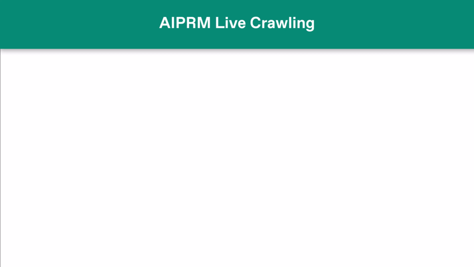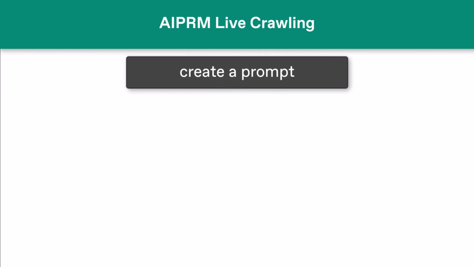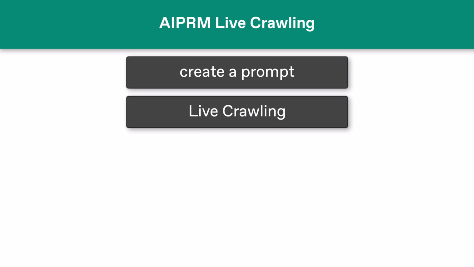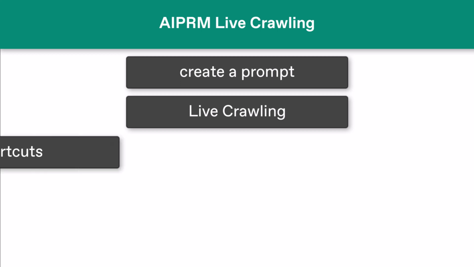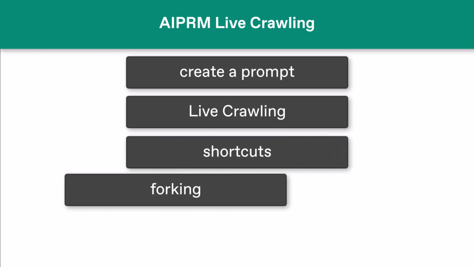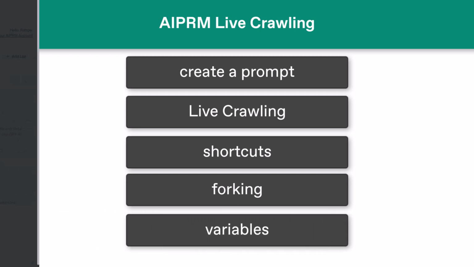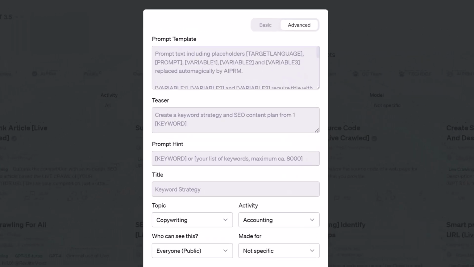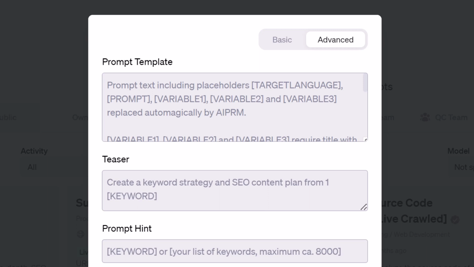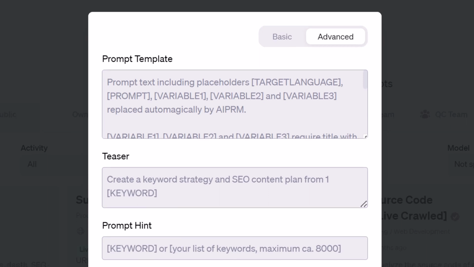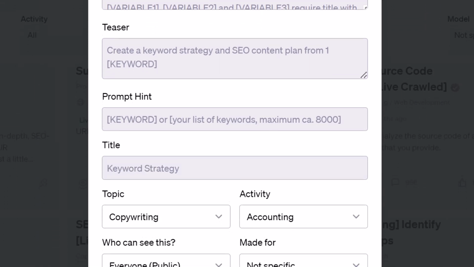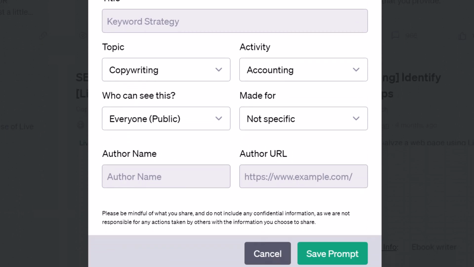This video shows you how to create a prompt with the AIPRM live crawling feature. You also learn two time-saving shortcuts, forking and variables. Now, I could start with a blank form and build a template from scratch, but instead, I'll clone an existing prompt and then add customizations.